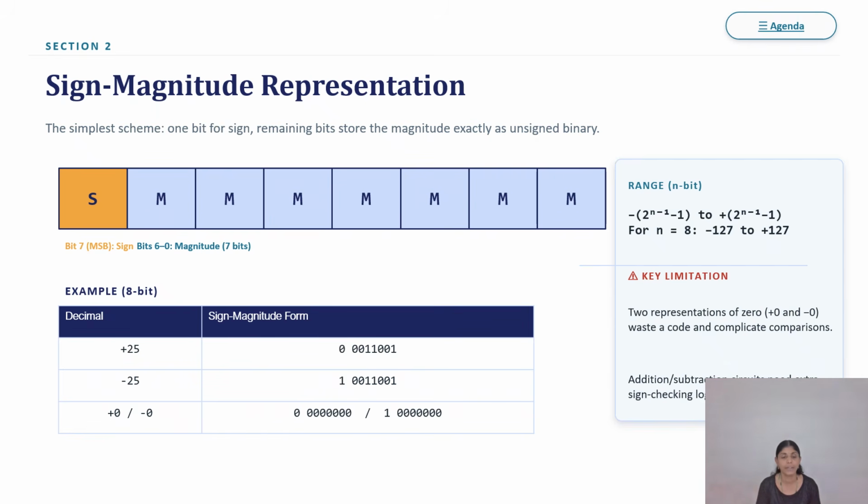So just to find how many bits are there in the register: 1, 2, 3, 4, 5, 6, 7. So 7 M's and 1 S. In the color code I represented, M's are in the blue color. So that is bit 0 to bit 6. Those are the magnitudes. So how many magnitudes are there? 7 bits as a magnitude. And the last one, I mentioned it as S. So S means it is a sign, where that S is available in your MSB, which is your bit 7.